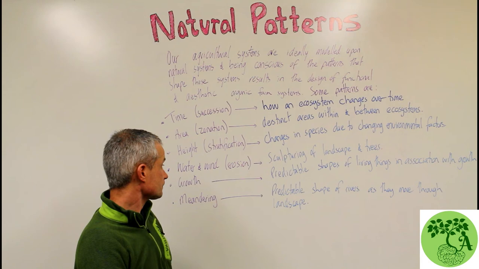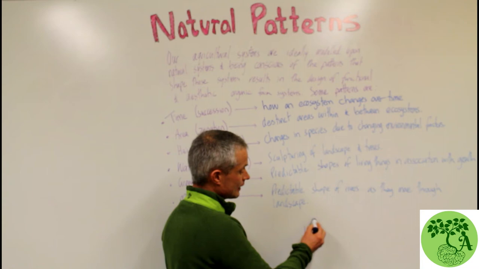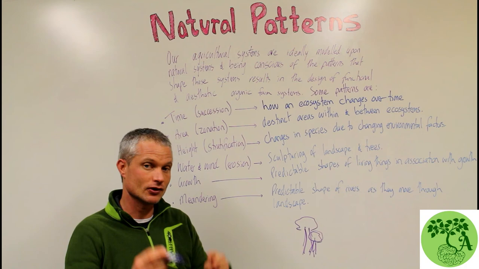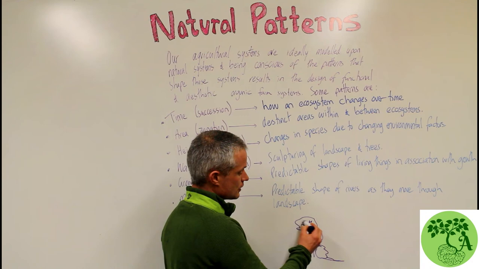Another one is height. So in an ecosystem, again with plants, you tend to get a variation in the height of plants. So you've got your canopy trees that tower above the other trees, and then your sub-canopy trees that form a smaller canopy below that, particularly on the edges of forests. And then your shrubs and ground covers, and you might have vines, and you might have epiphyte plants that are perched up in the trees.